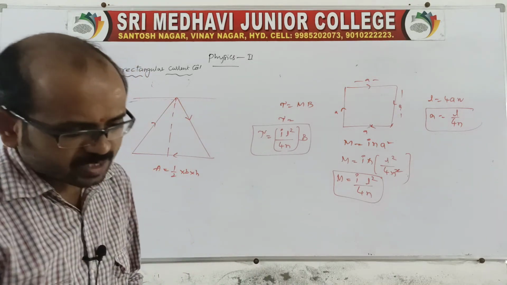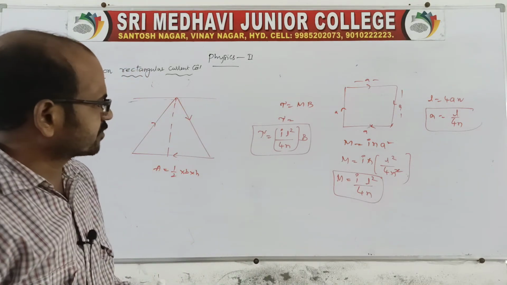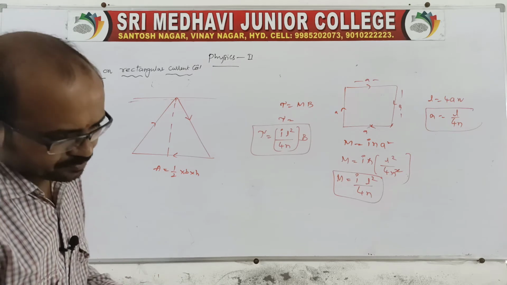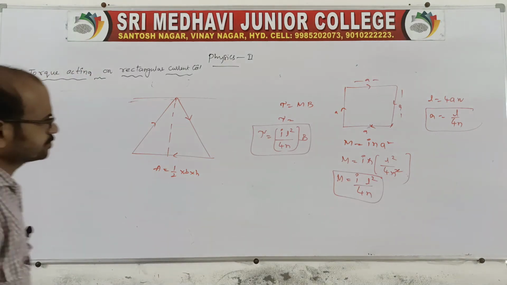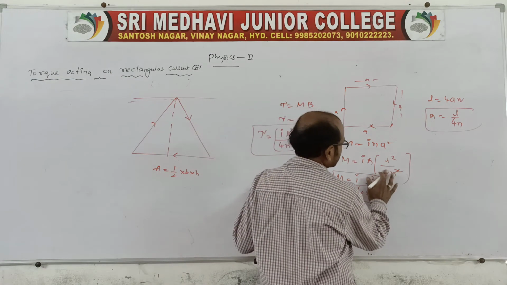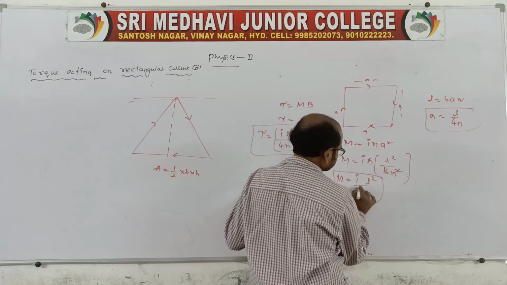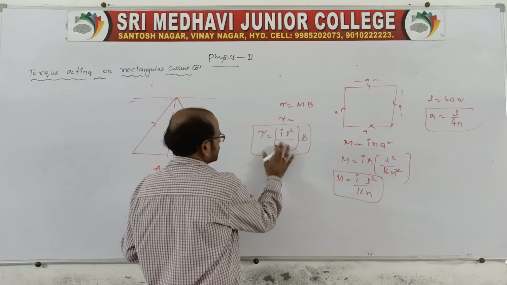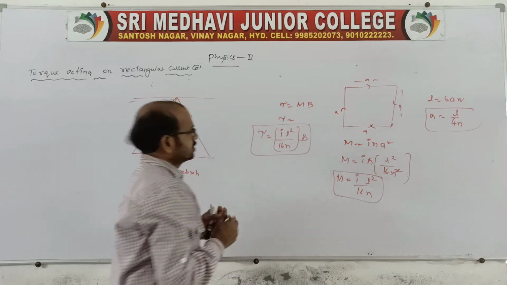It is a square coil suspended, then find the torque, no? Therefore we can say I L square B by 4N. I mean it is 4N square, no? 16 I think, because A square, no? So like this we can take the answer.